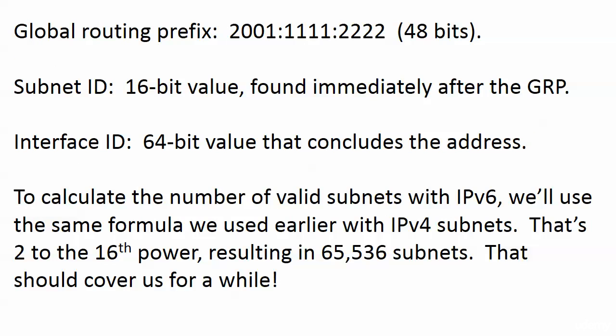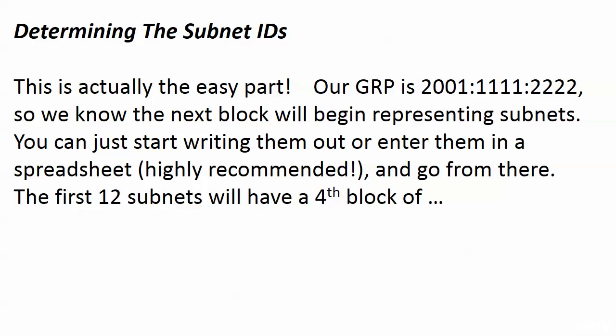We see the global routing prefix, and the subnet ID is in the middle of this whole thing. It's a 16-bit value found immediately after that global routing prefix. And then finally, that interface ID. By the way, to calculate the number of valid subnets with IPv6, we use the same formula we used with IP version 4 subnets, and that is 2 to the 16th power, resulting in 65,536 subnets. That ought to keep us busy for a while. So a lot of subnets come along with this prefix.